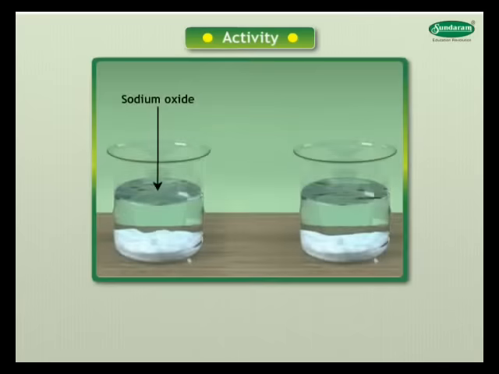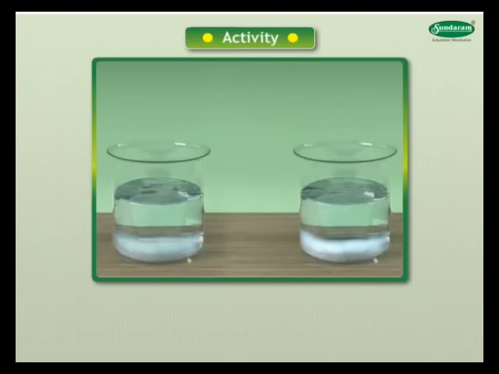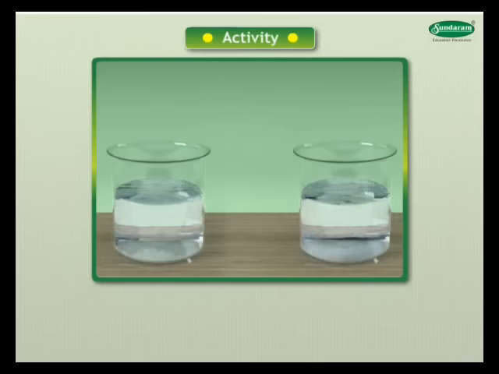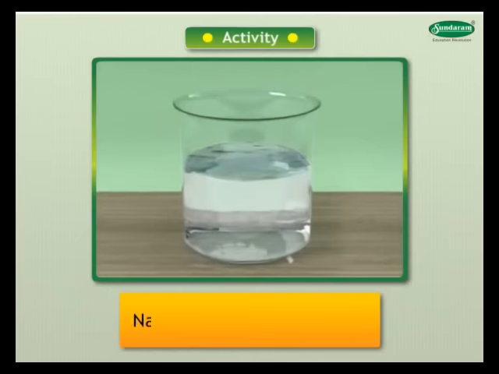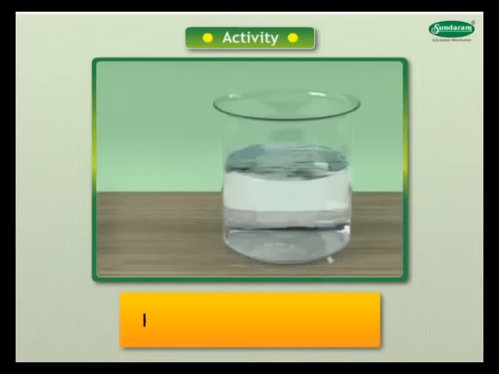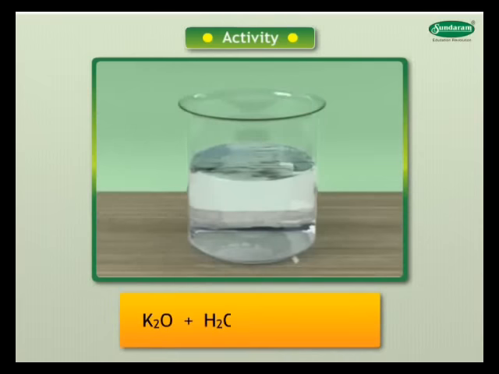Most metal oxides are insoluble in water, but some of these dissolve in water to form alkalis. Example: sodium oxide and potassium oxide dissolve in water to produce alkalis as follows. Na2O plus H2O gives 2NaOH. K2O plus H2O gives 2KOH.